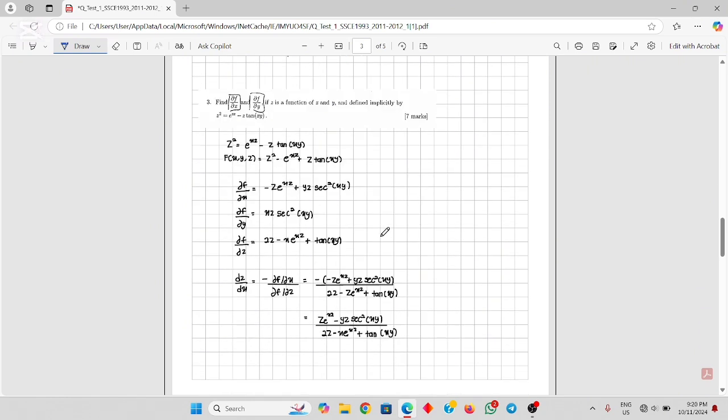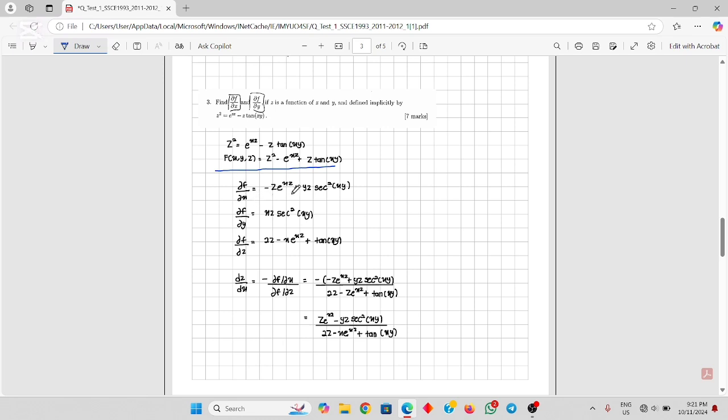So the third question is to find del f over del x and del f over del y, if z is a function of x and y, defined implicitly by z square equal to x e^(xz) minus z tan xy. So first of all, we write the equation like this: F(x,y,z) is equal to this one. We just move z square to the right-hand side.